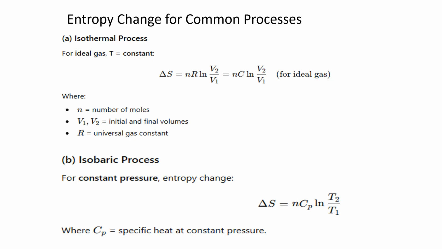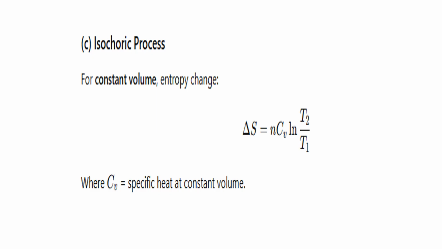For isobaric process, for constant pressure, entropy change is delta S is equal to nCp natural log of T2 by T1, where Cp is the specific heat at constant pressure. For isochoric process, for constant volume, entropy change is delta S is equal to nCv natural log of T2 by T1, where Cv is the specific heat at constant volume.